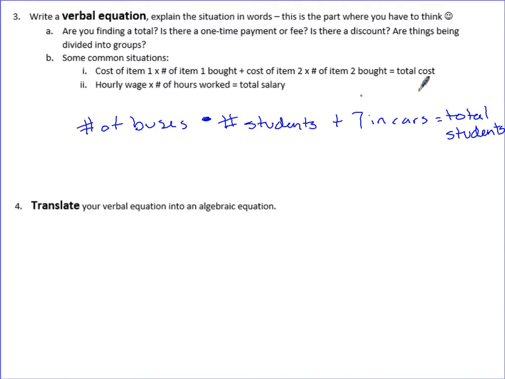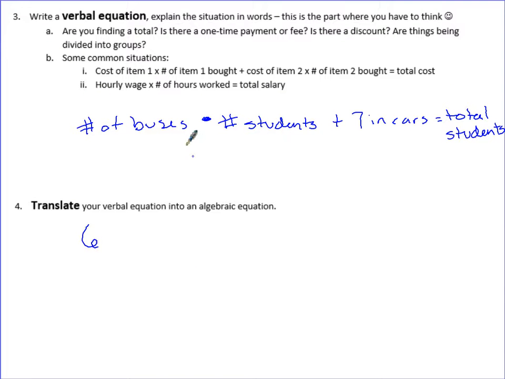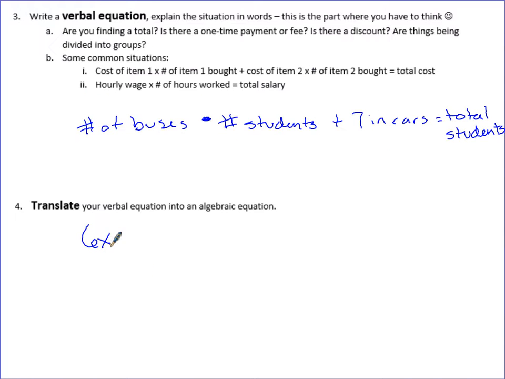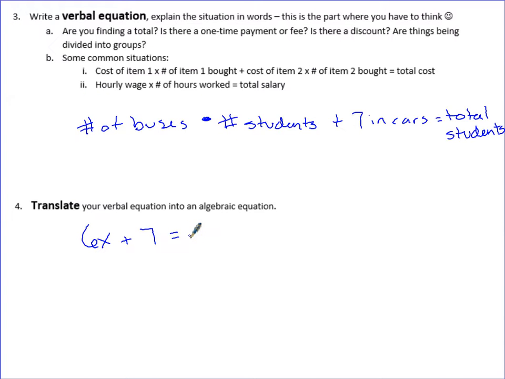So, number of buses. How many buses did they take on this trip? 6 buses were filled. So, 6 buses times the number of students on each bus. We don't know. We said that was x. So 6 times x plus my 7 students in the car equals the total number of students. How many students went on this field trip? 331. So 6x plus 7 equals 331.